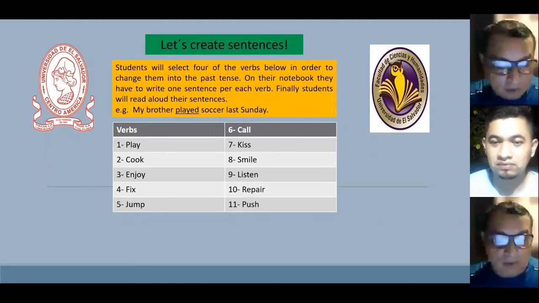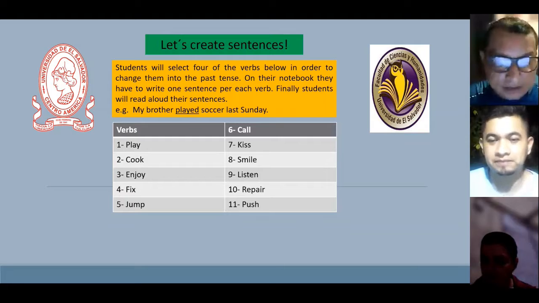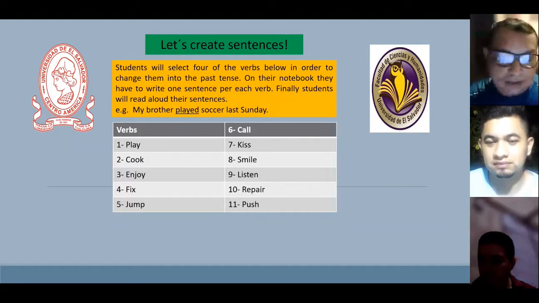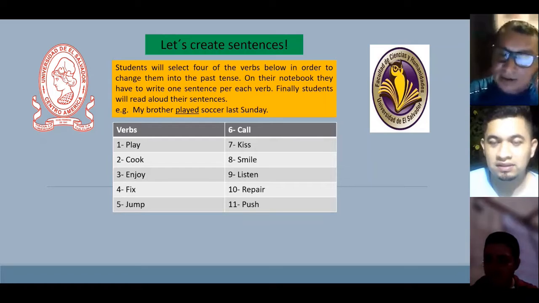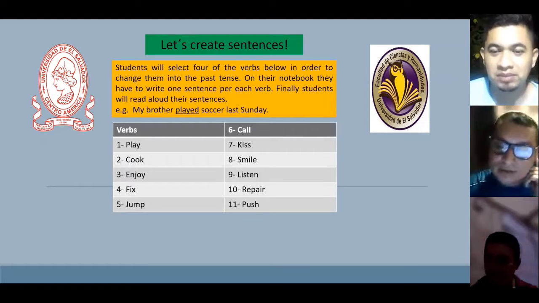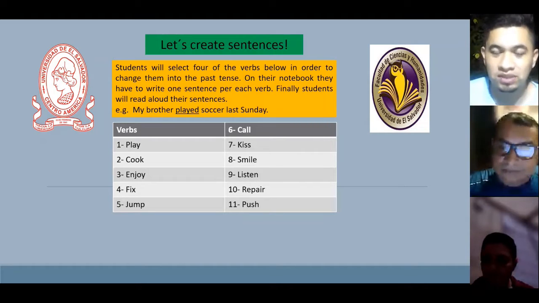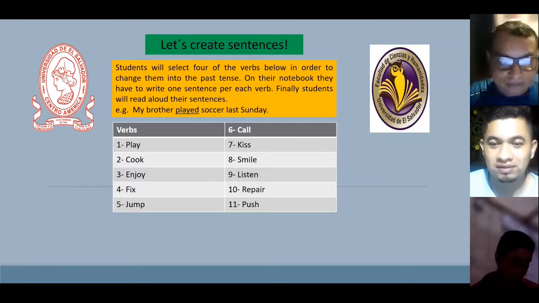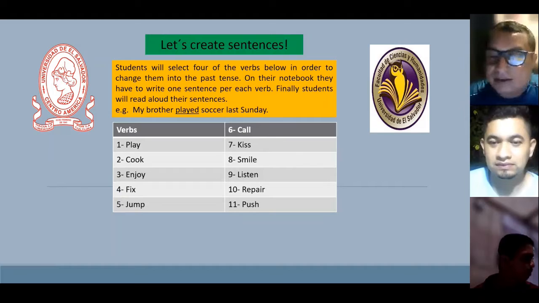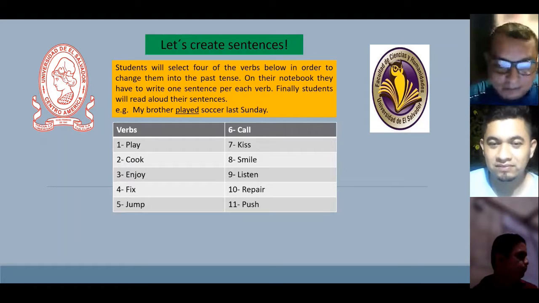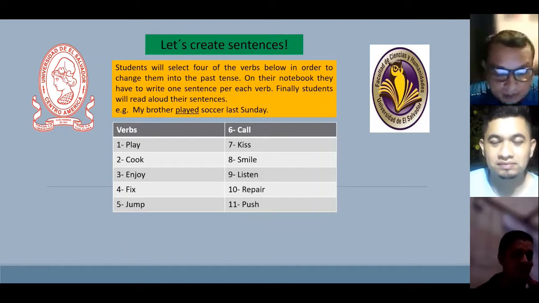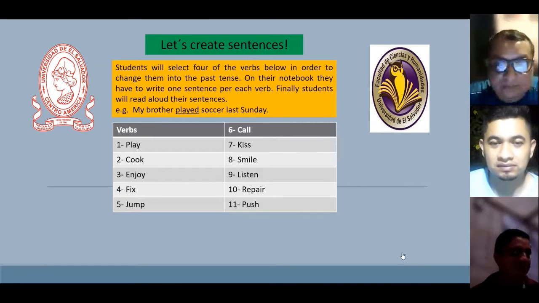Okay, I played the guitar yesterday. Let's pronounce this verb. Repeat after me, please. Played. Played, with a D at the end. Okay, let's continue. My sister cooked a cake. Cooked. Cooked a cake. Okay. My brother fixed the car. Okay.